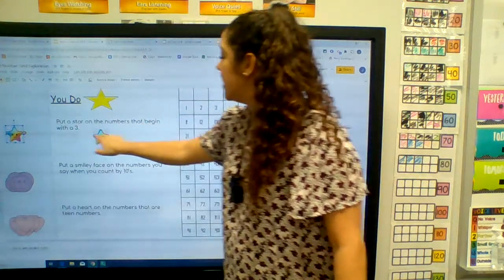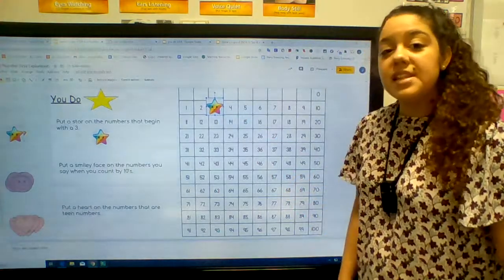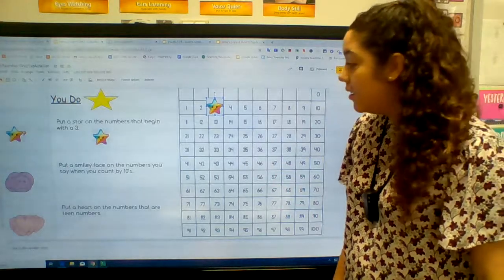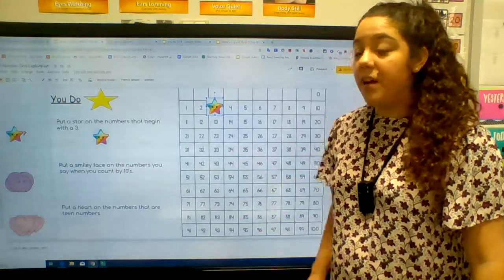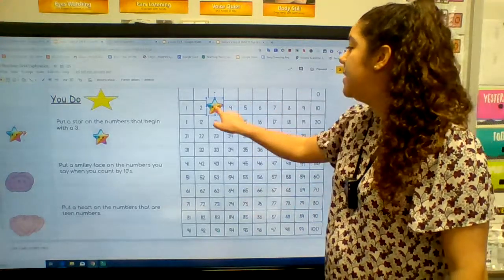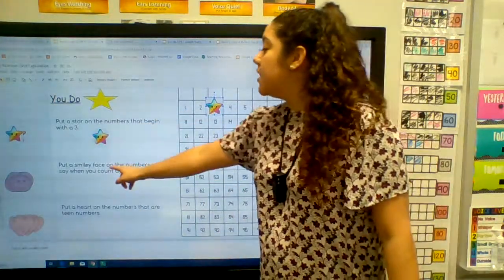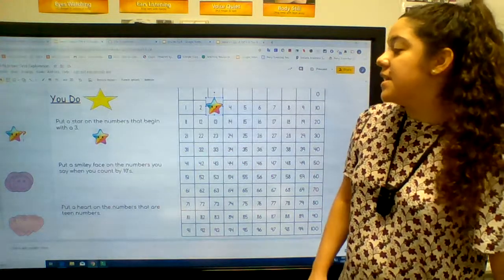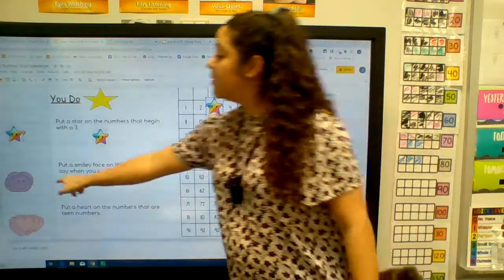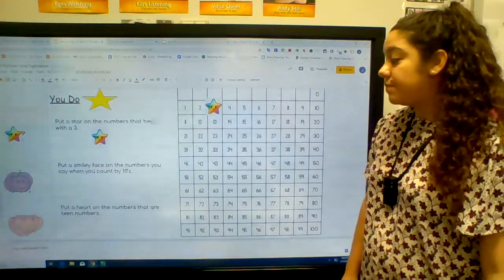Okay, let's do one together. I see the number 3. Do you see any more numbers on your hundreds chart that begin with 3? Someone said 31. You'll look with your eyes to find a number that begins with 3 and then move your star onto it. Here, you'll put a smiley face on numbers you say when you count by 10. So when you say 10, 20, 30, you will use one of these smiley faces to move on those numbers.